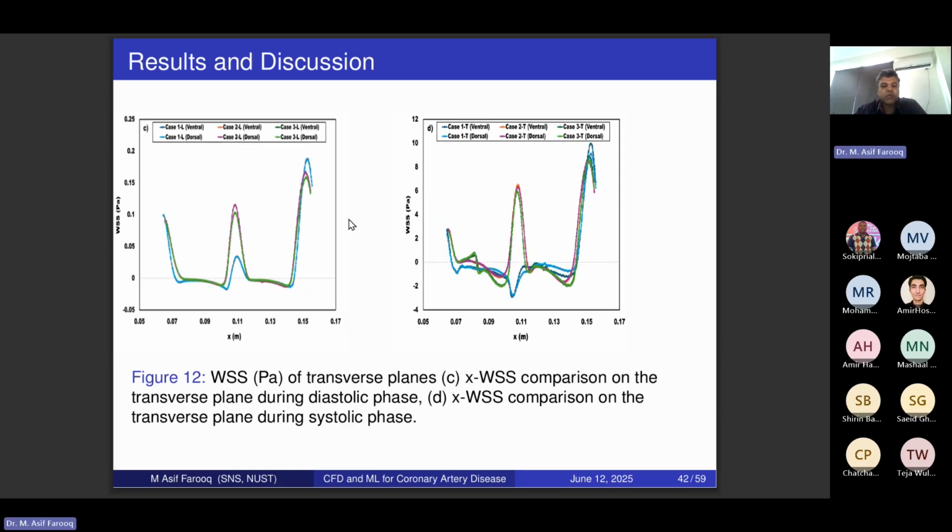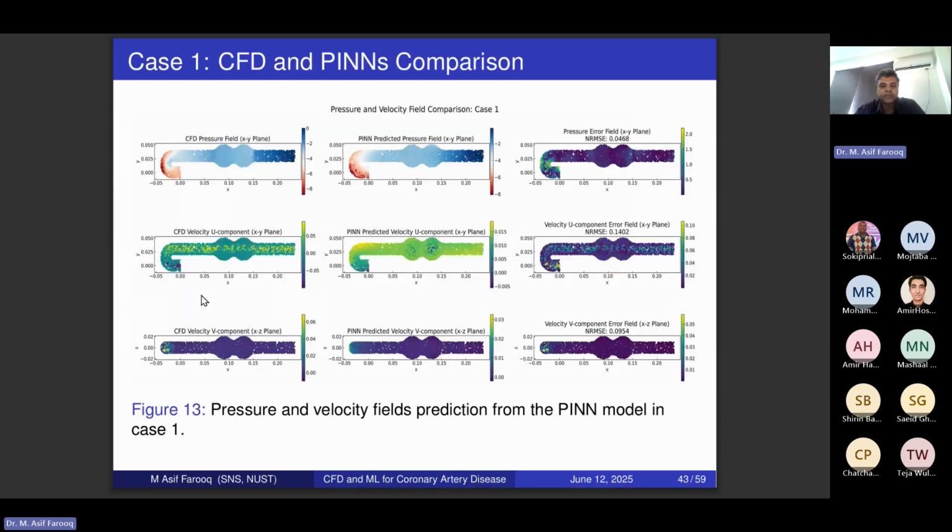This is the same for wall shear stress for different planes. We can see that there are two aneurysms over here. One is this one, another one is this. Then the velocity is higher, so the wall shear stress is higher, since wall shear stress depends on the velocity gradient. If the velocity is higher, the wall shear stress is higher, and so on. In an aneurysm, the velocity is slow, so the wall shear stress is lower.